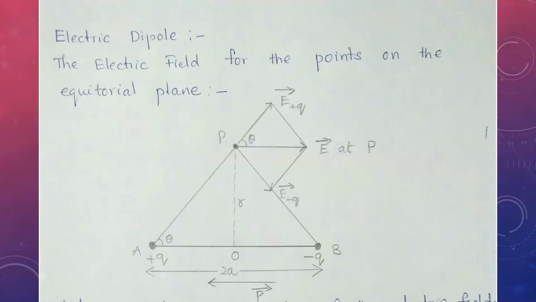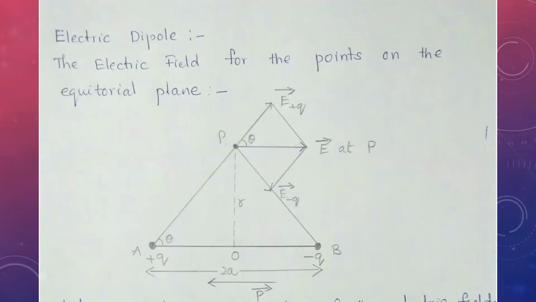Now as we know, plus q is placed at A, minus q is placed at B. The length of the dipole is 2a, that is AB is equal to 2a. O is the midpoint of the dipole. Point P lies at a distance r from the center of the dipole O. Once again I repeat, point P lies at a distance r from the center of the dipole O. OP is perpendicular to AB.